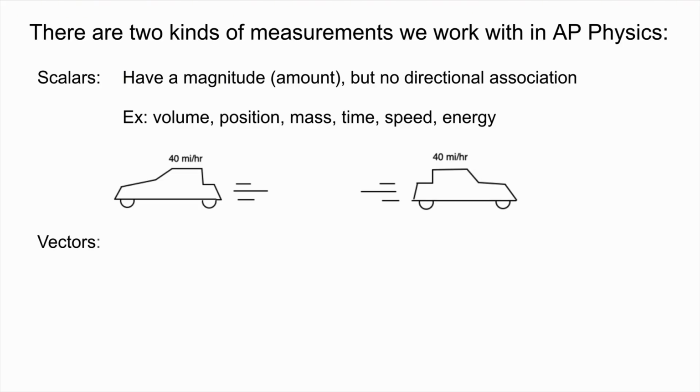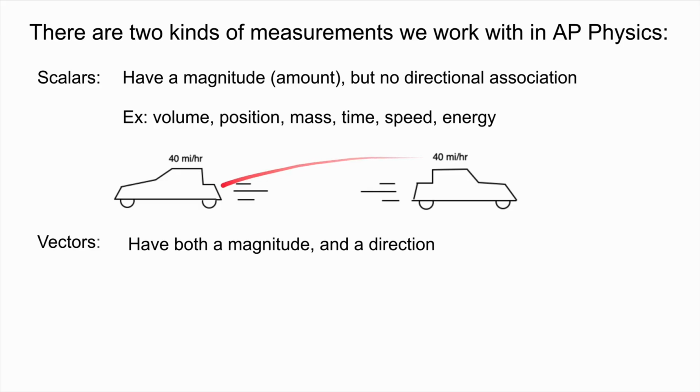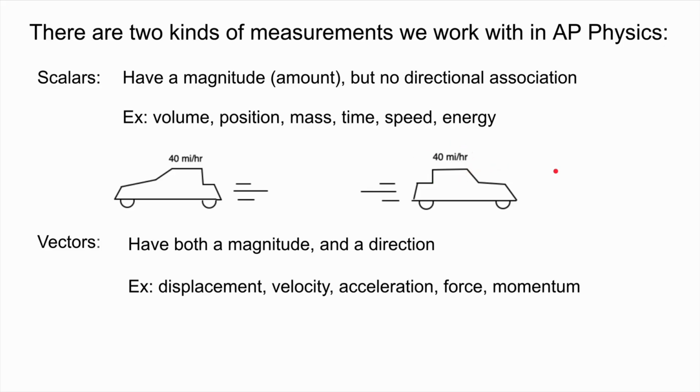So that is our vector quantities. Vectors have both a magnitude or amount, in this case 40 miles an hour, but they also have a directional component. This one's vector is 40 miles an hour to the left, whereas this one's 40 miles an hour to the right, and that's not the same thing. The measurements that we'll deal with this year that are vector quantities are things like displacement, velocity, acceleration, force, and momentum. And these three here we'll deal with in the first unit of the year. But you'll get used to vectors, you will. And once you do, it really greatly increases the ease with which you approach problems in AP Physics 1.